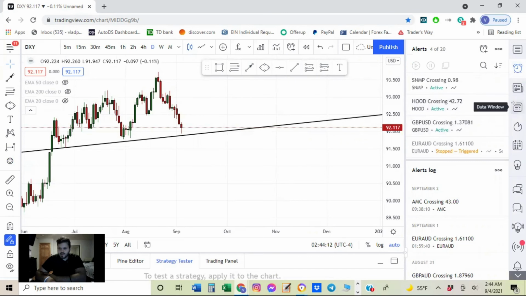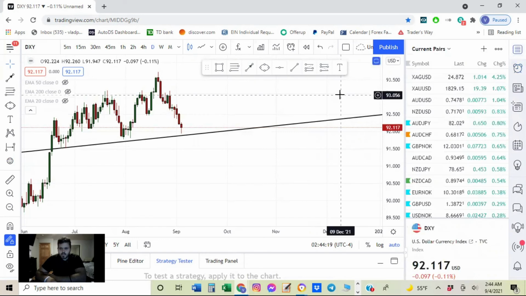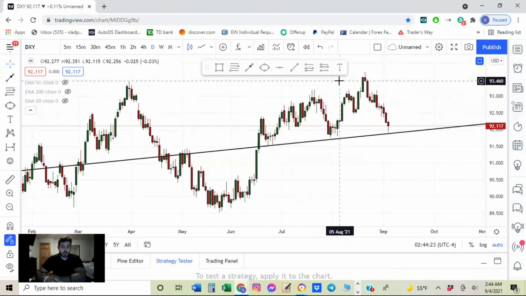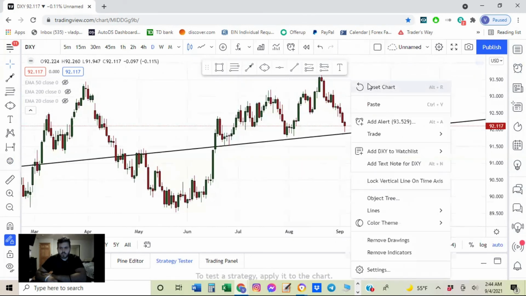All right, here we got news, we got data window. I just really don't use any of this. It's kind of pointless to me, but I mean, if you guys have any questions of anything specific with TradingView, make sure to comment below, and I will go over it in full detail and depth, and make sure you guys know what's going on with that.